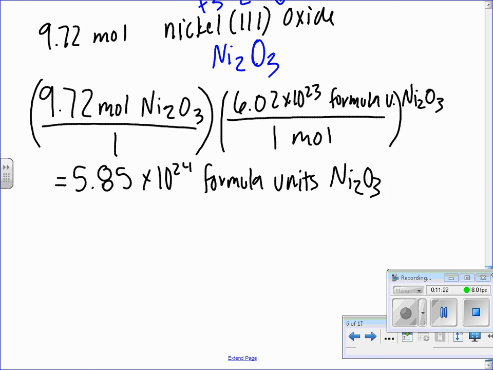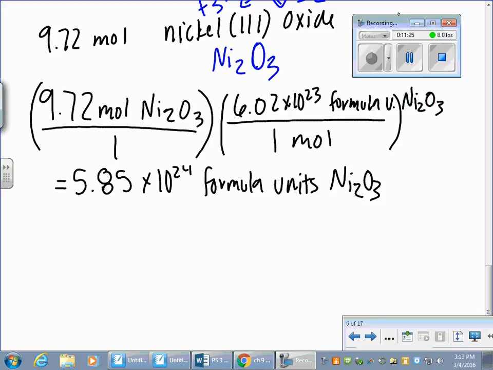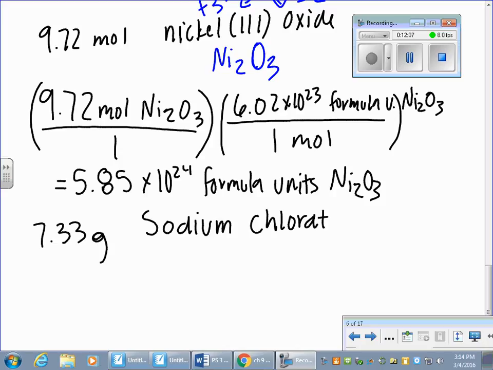So those are a couple problems. Let's talk about going from grams of a substance, grams of a molecule, to atoms of an element. Let's say we have 7.33 grams of sodium chlorate. Let's find what our formula unit's going to look like.